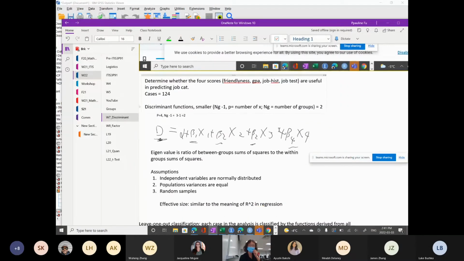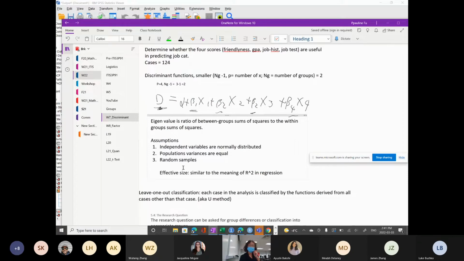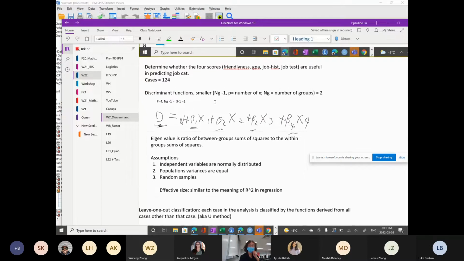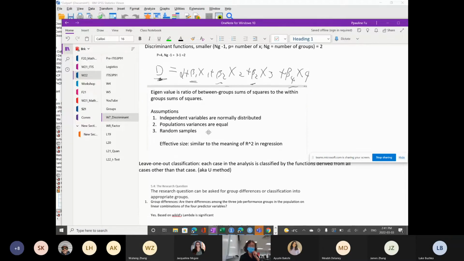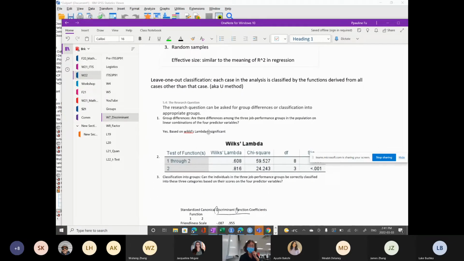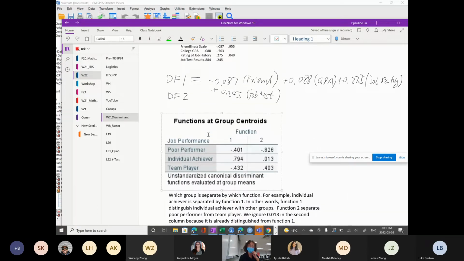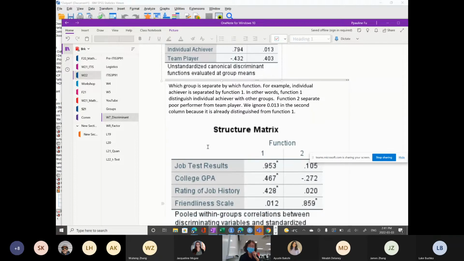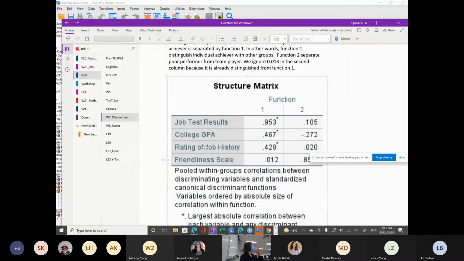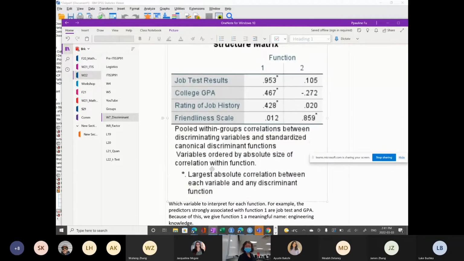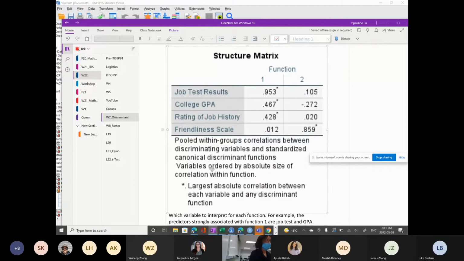And then we have assumptions for conducting discriminant analysis, 3 assumptions. And we also introduced some terminology like discriminant function, effect size, Wilks' lambda, okay? Function and centroid, a very important table. Structure matrix, a very important table. Those are the 2 most important tables in the discriminant analysis. So that is for the lecture part. Any questions?